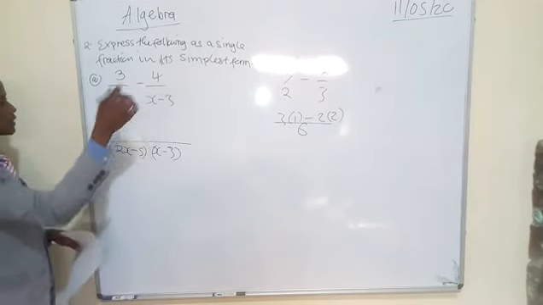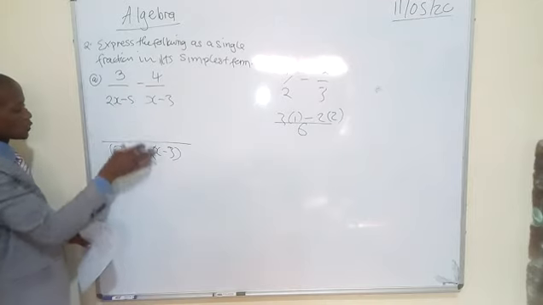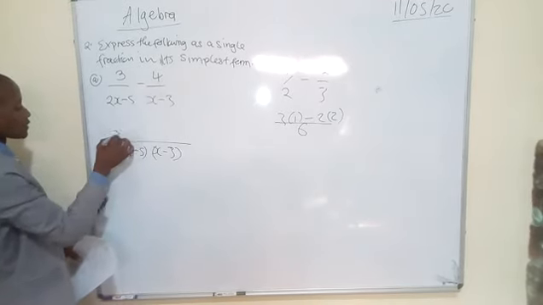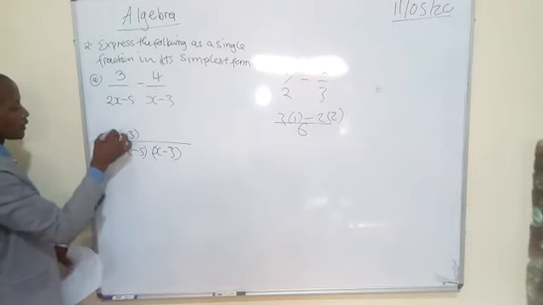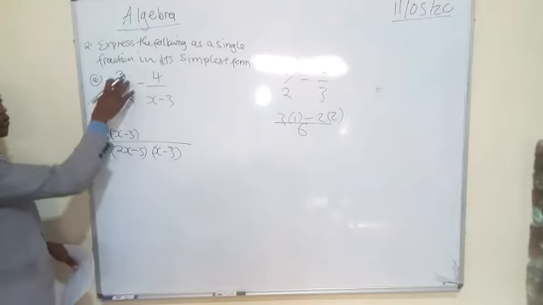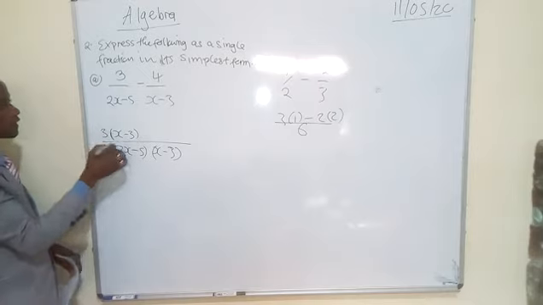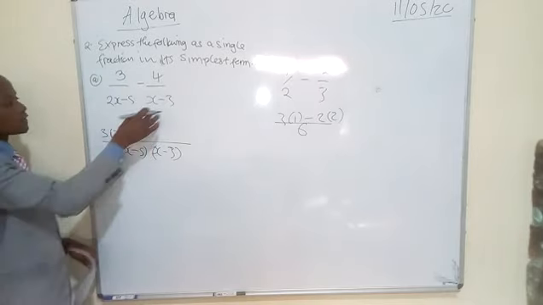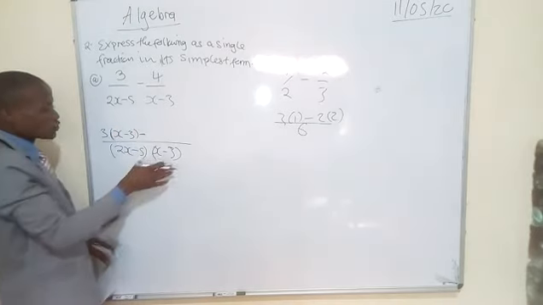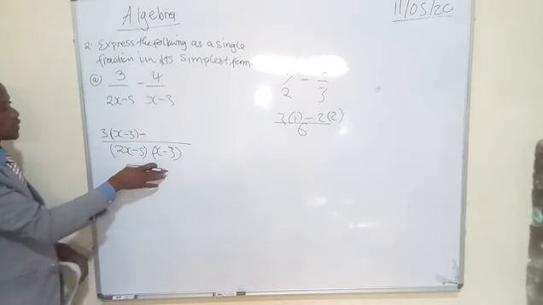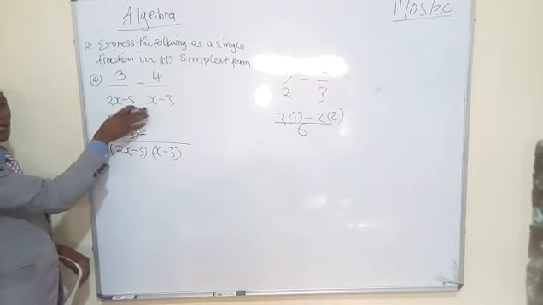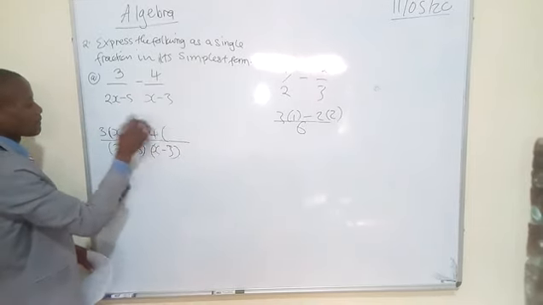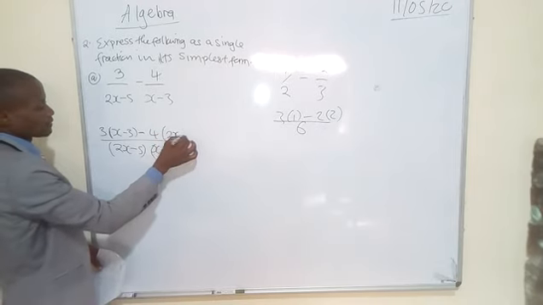Yes, so let's do this. When you divide 2x minus 5 into the common denominator, we are going to get this number, which is x minus 3. We have to multiply it with the number on top, which is 3 there, minus, don't forget the operation sign there. Then you divide x minus 3 into the common denominator, you are going to get 2x minus 5. Then multiply by 4. So 4 multiplied by 2x minus 5.